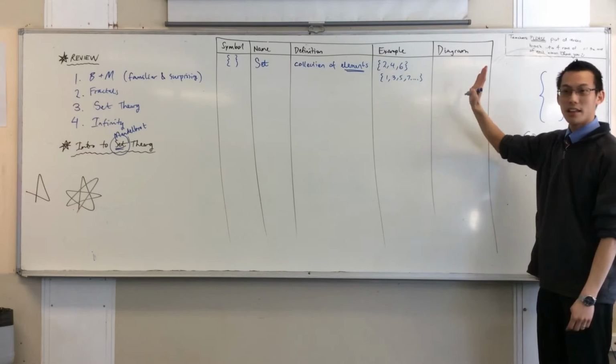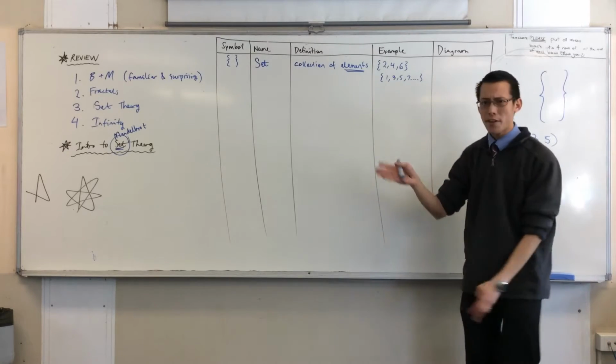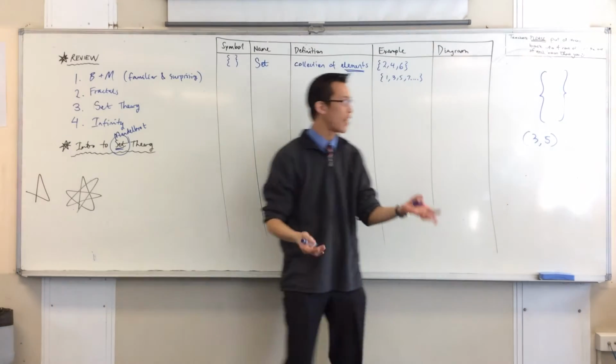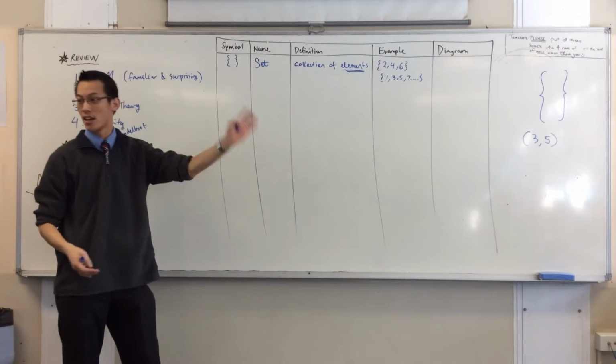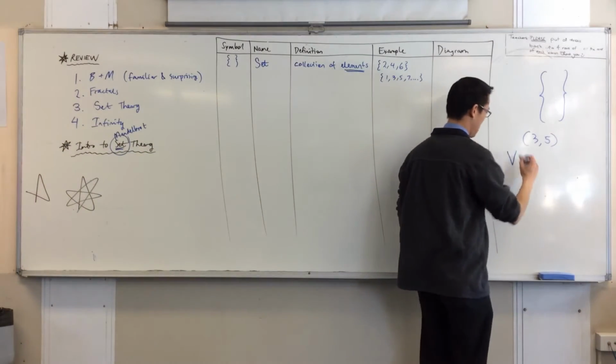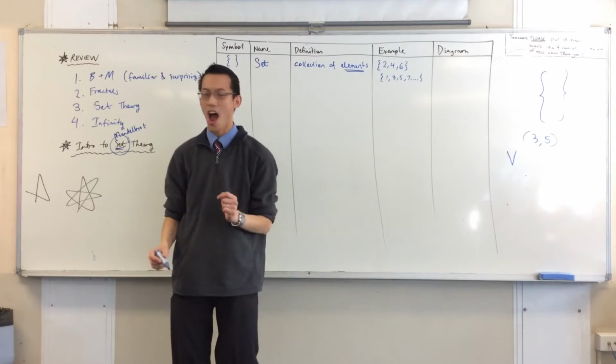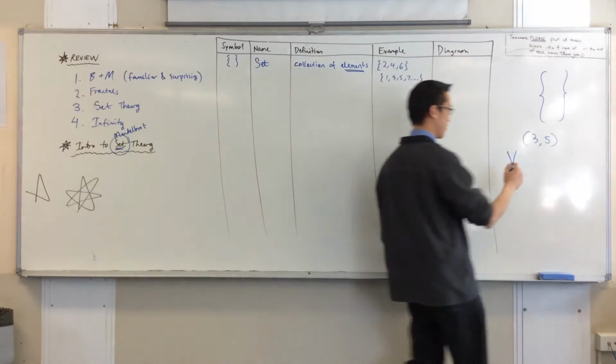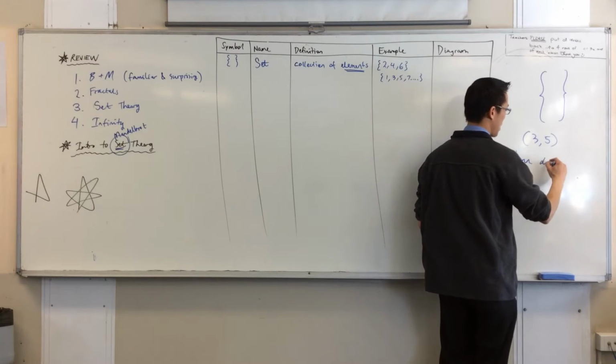Okay, diagrams. Over here, we're very familiar with the main kind of diagram used to illustrate sets, like this. And they're named after a guy, the name starting with V. Does anyone know what it is? Venn diagrams. That's right. Venn diagrams.